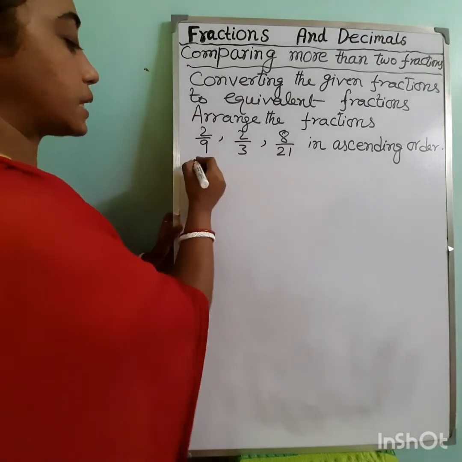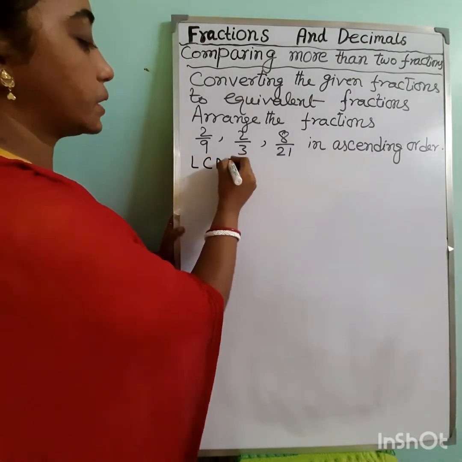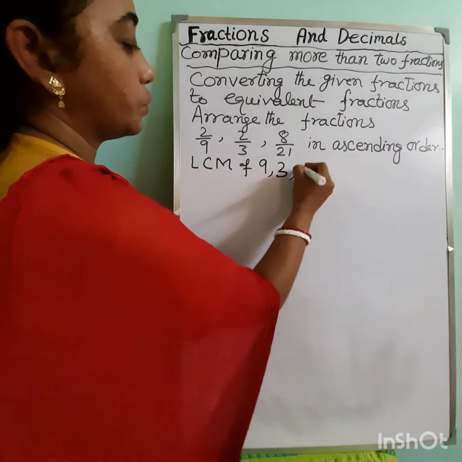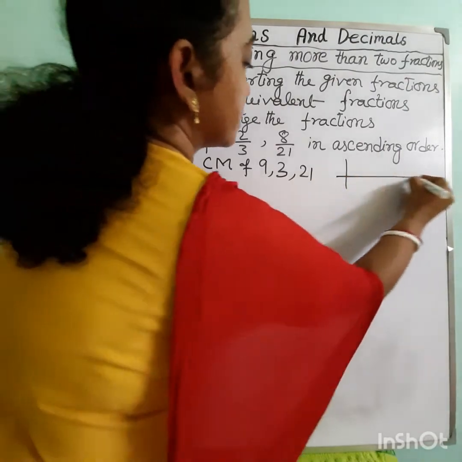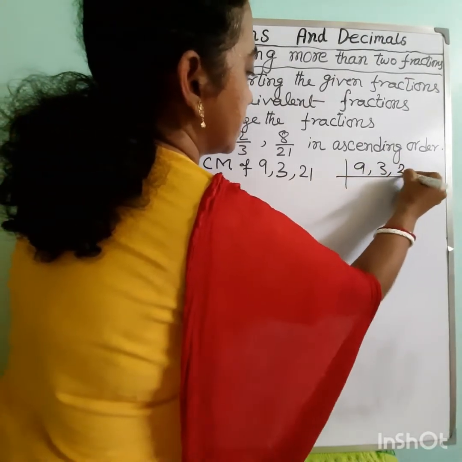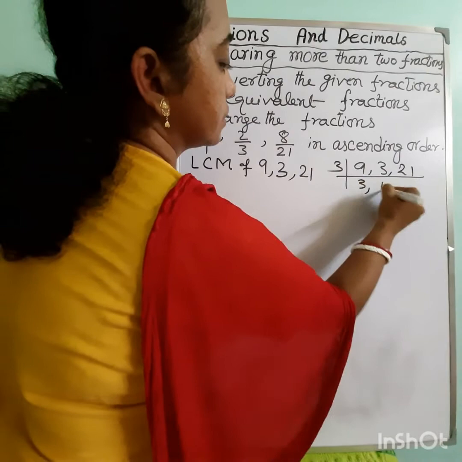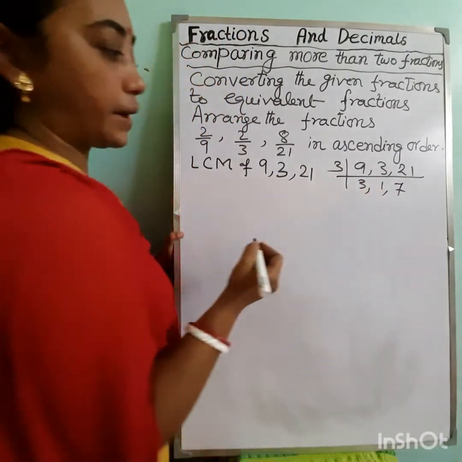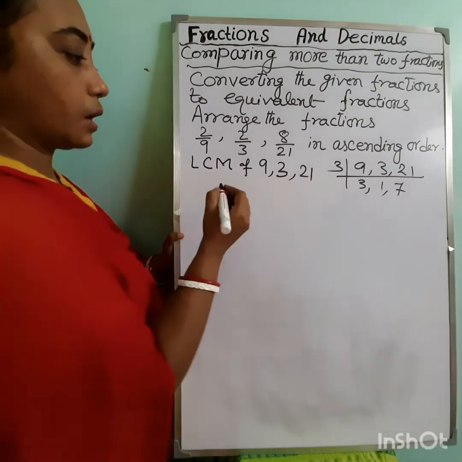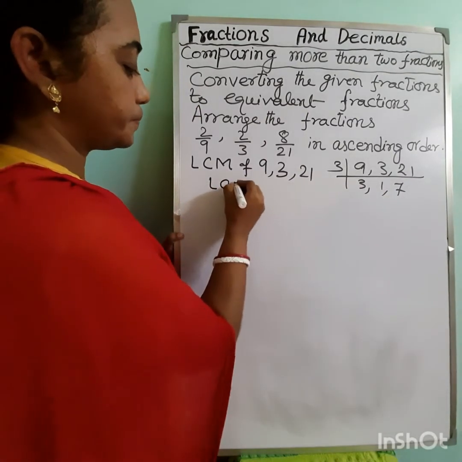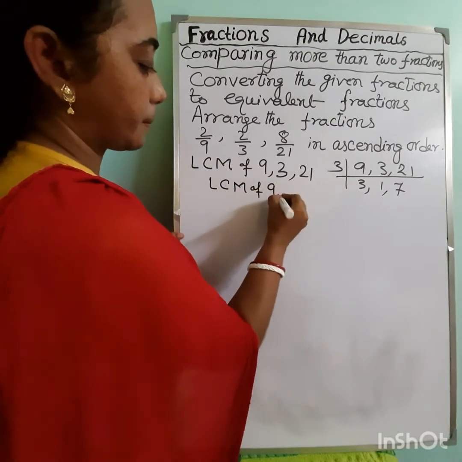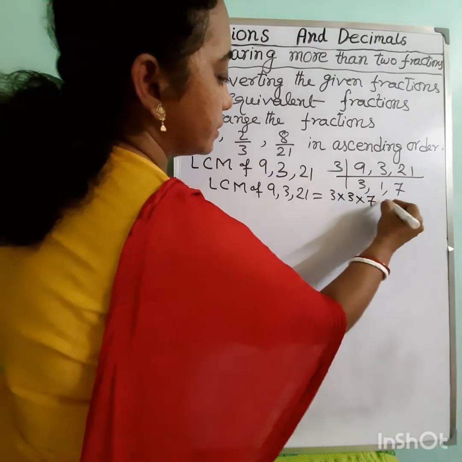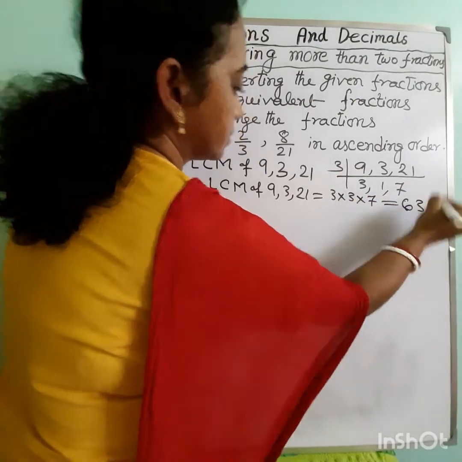So the first step is that we have to find the LCM of the denominators. So LCM of 9, 3, 21. In this case, we find the LCM. First we divide by 3. Then no other, only the prime factors are left. So we stop our calculation here. So LCM will be equal to 3 multiplied by 3 multiplied by 7. That means 9 sevens are 63.